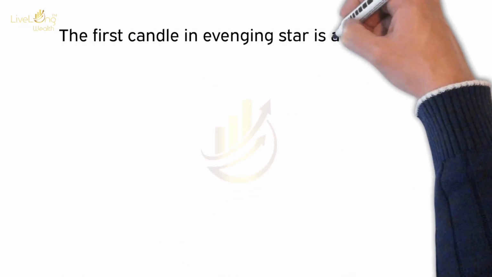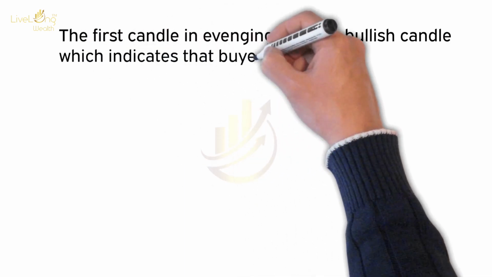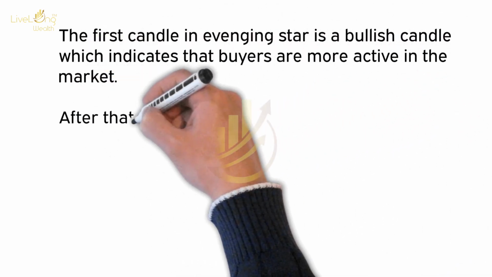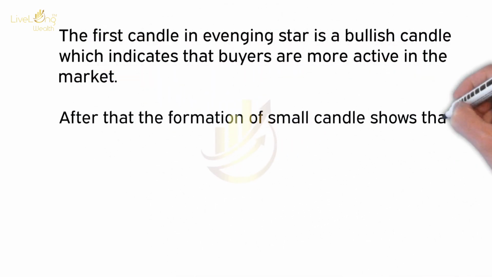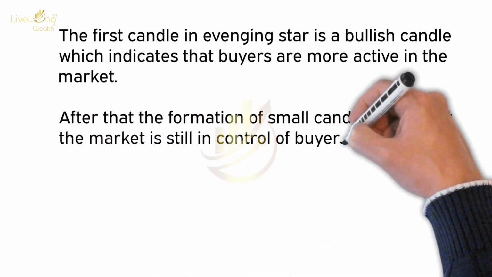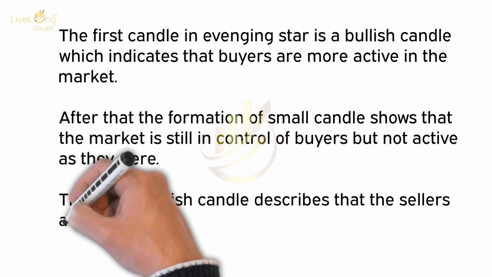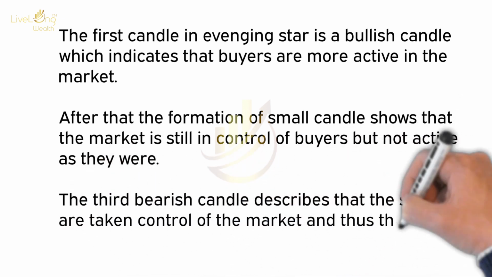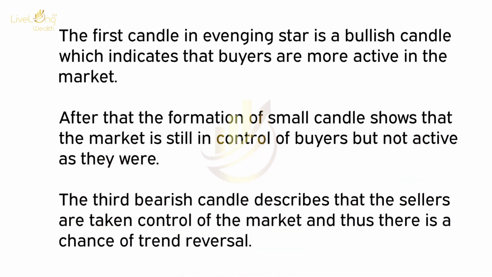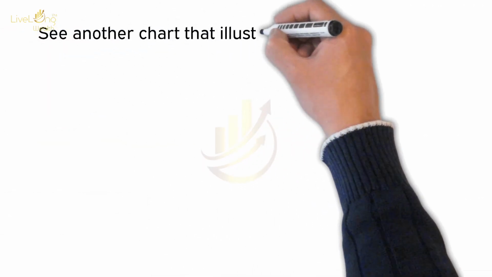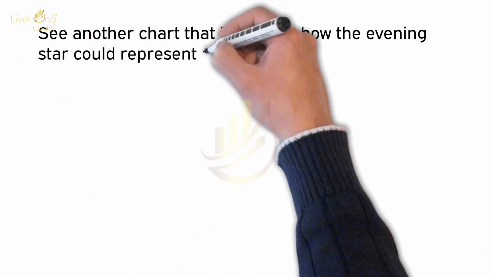The first candle in the evening star is a bullish candle, which indicates that buyers are more active in the market. After that, the formation of the small candle shows that the market is still in control of buyers but not as active as they were. The third bearish candle describes that the sellers are taking control of the market, thus there is a chance of trend reversal. See another chart that illustrates how the evening star could represent a significant trend reversal signal.